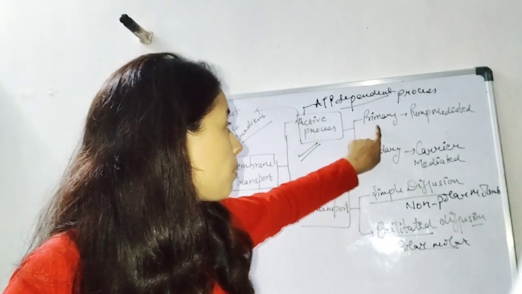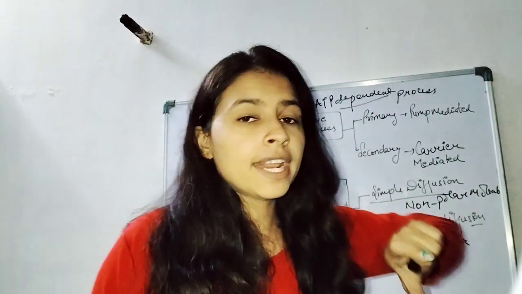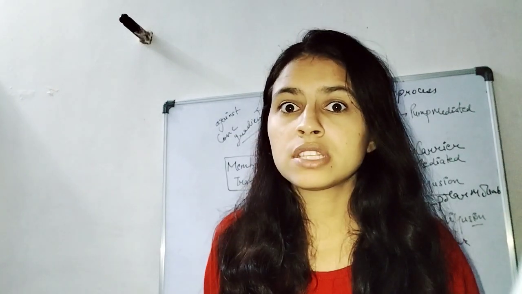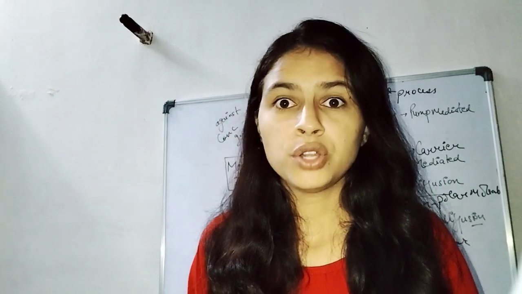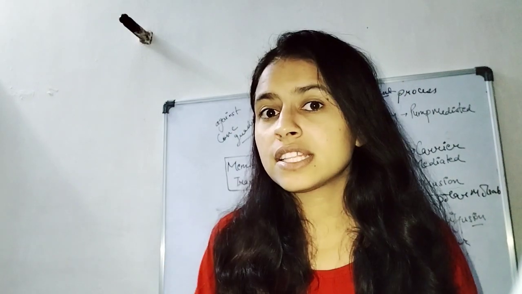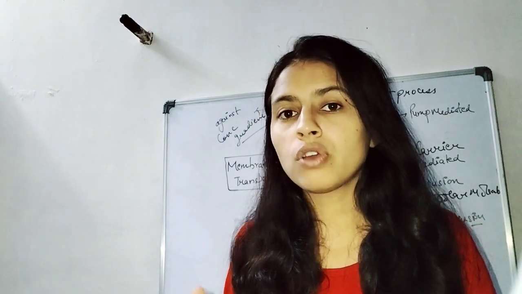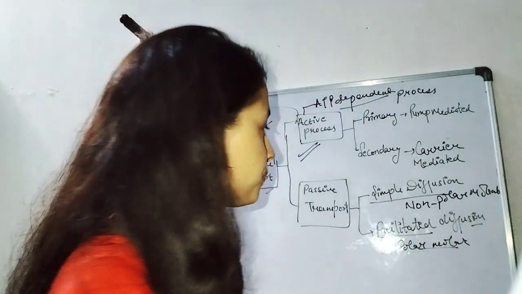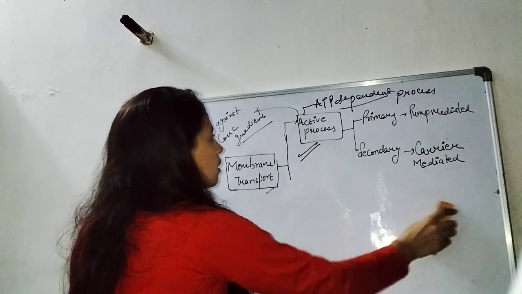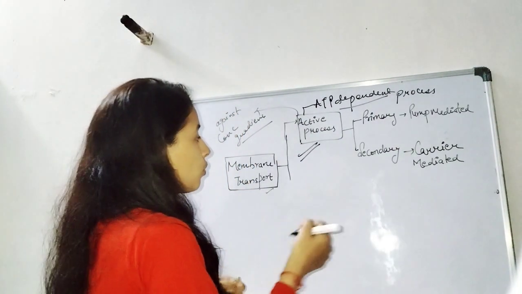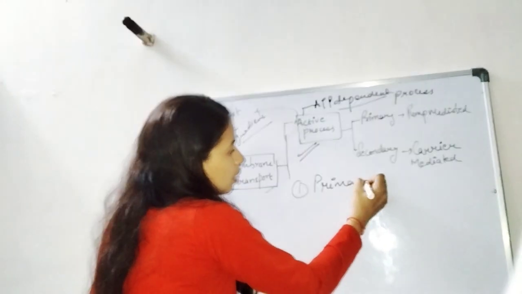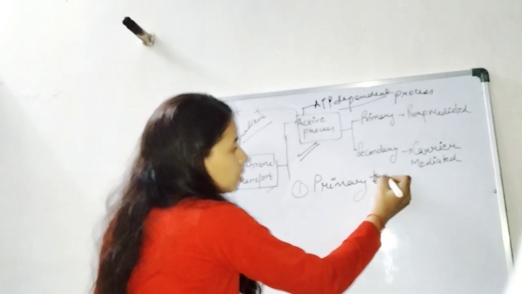And the primary active process utilizes direct energy. So we define the primary active process as the process in which energy is directly utilized during the transport of molecules, and the secondary active process we define as the one where the energy is indirectly utilized during the transport of ions or molecules. Okay, so let's start the active transport in detail. First of all, the primary active transport.